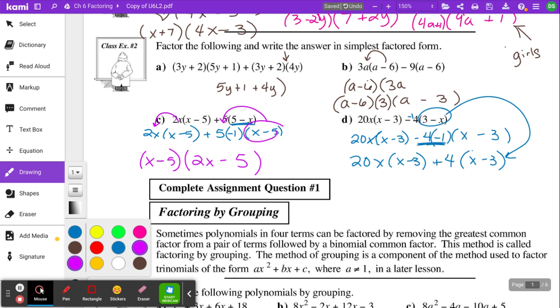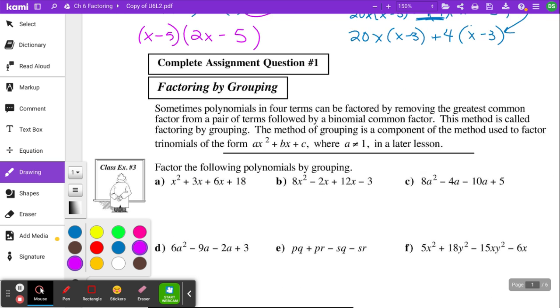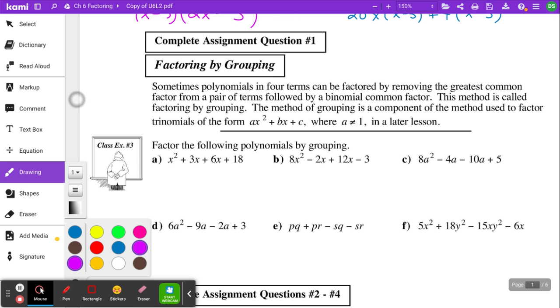Okay. I would have done it. Okay, we'll get it. All right, I'll explain it to you again. Let's go on. Ready? What if there's 4 terms?